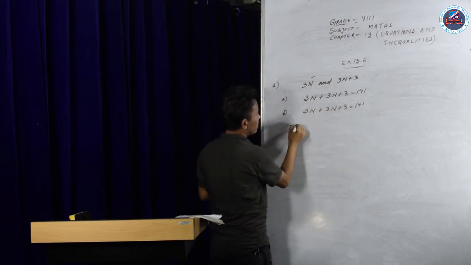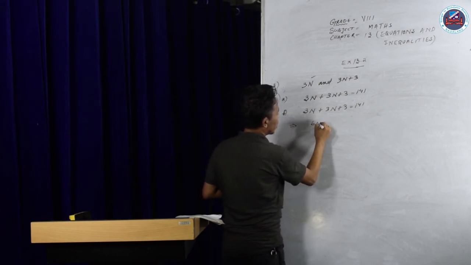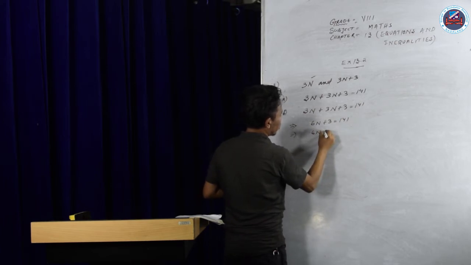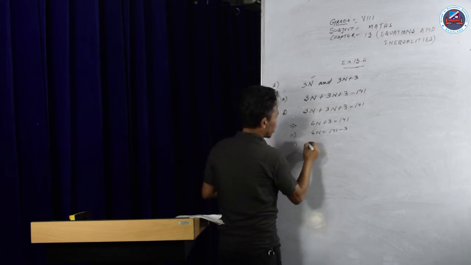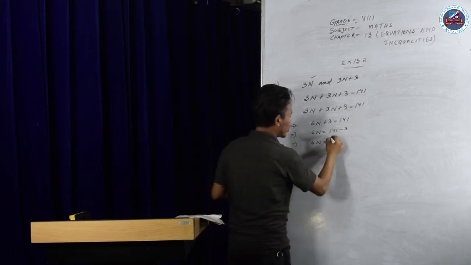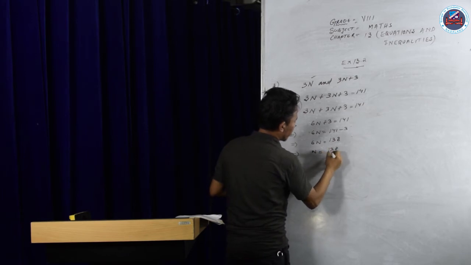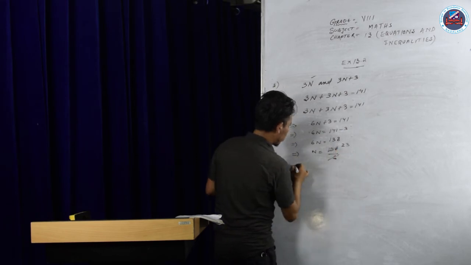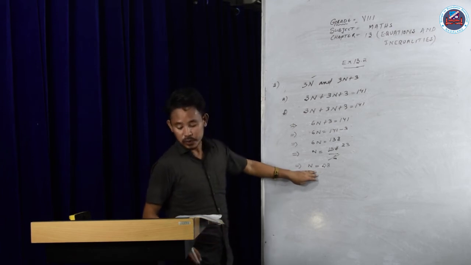We are asked to solve 3n plus 3n plus 3 equals 141. So it gives us 3n plus 3n, 6n plus 3 equals 141. 6n equals 141 minus 3, which gives us 138. So n equals 138 divided by 6, which is 23, right? So we got the value of n as 23.